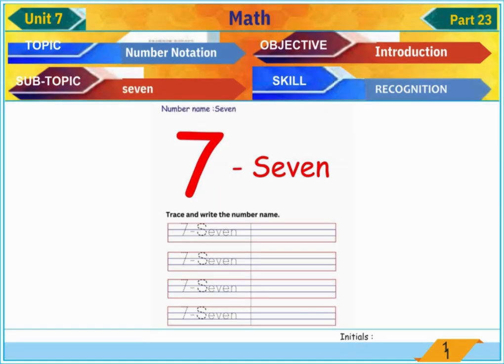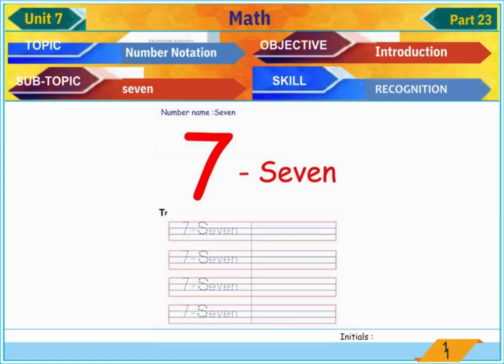Number name 7. Seven. Trace and write the number name.